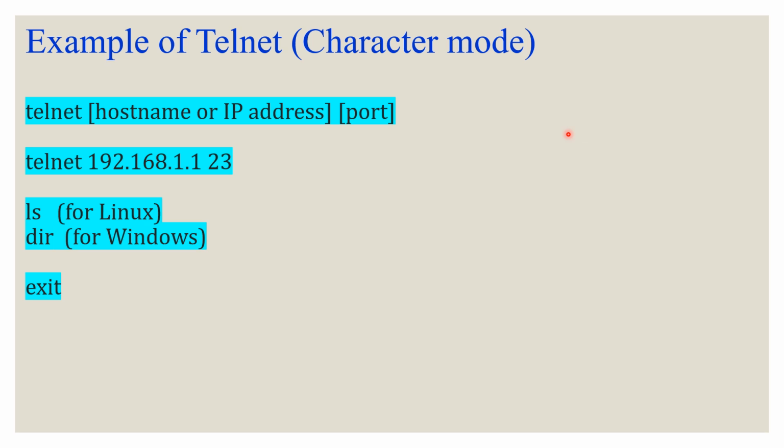Second step, establishing a connection. To connect to a remote server, type the following command: telnet, host or IP address, then port number. For example, to connect to a server at IP address 192.168.1.1 on the default Telnet port, you would enter telnet 192.168.1.1 and the port number 23.